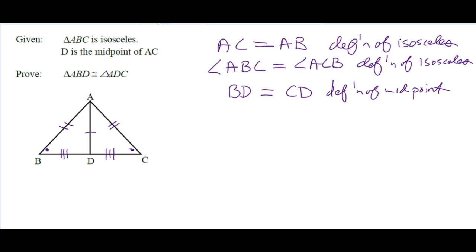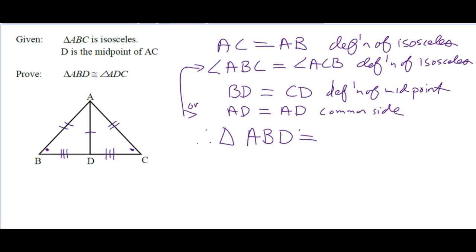Of course, we also could have done side, side, side, right? Because we got a common side. So there's more than one way to do this, right? We got side angle side because of isosceles. Or side, side, side: AC is equal to AB, definition of isosceles. BD is equal to CD, definition of midpoint. AD is equal to AD, common side, and then you can use side, side, side. So one or the other. Therefore, triangle ABD is congruent to triangle ADC, and the reason is side angle side or side side side. Okay. So you could have proved it either way.